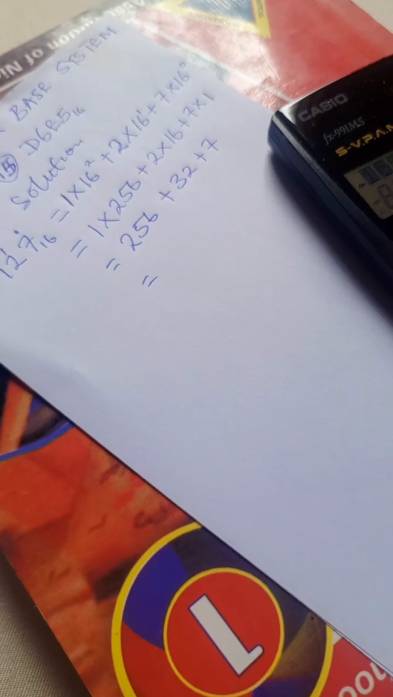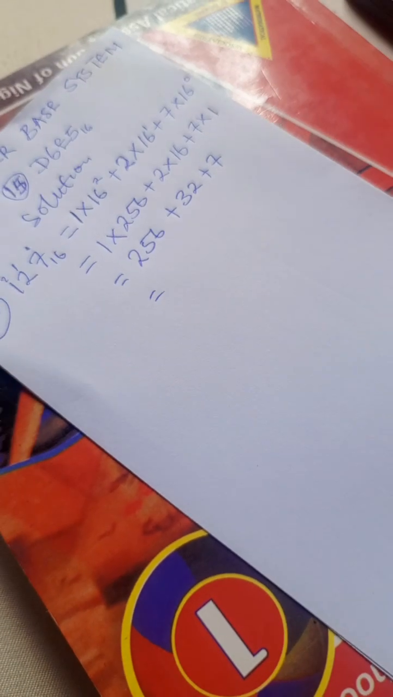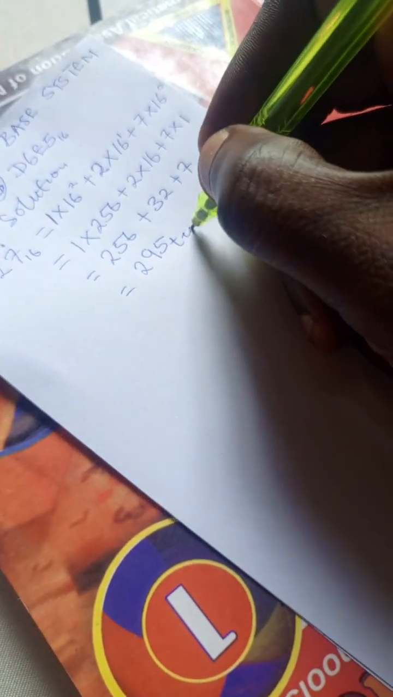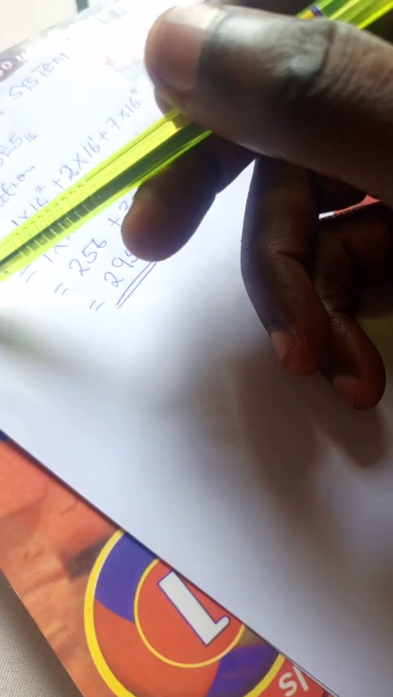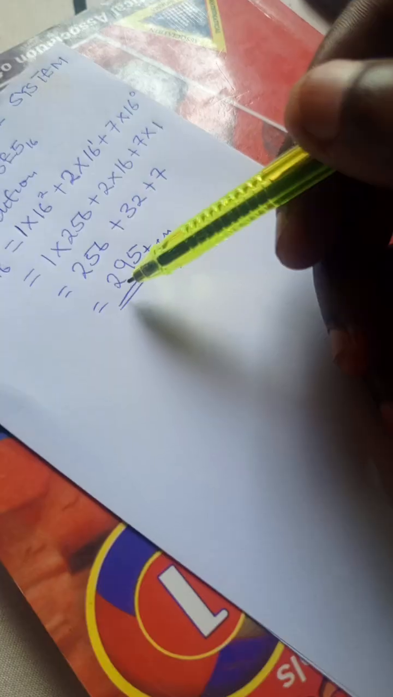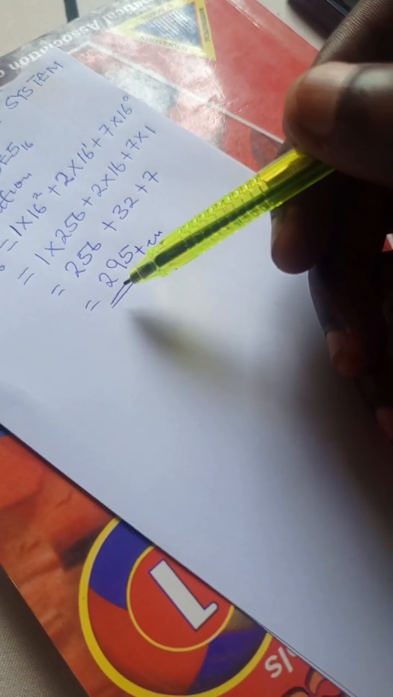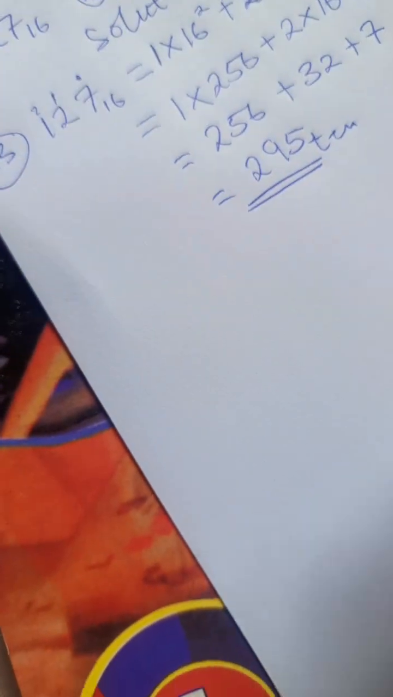256 plus 32 plus 7 will give us 295. 295 is the final answer in base 10. What this implies is that 127 in base 16 is the same thing as 295 in base 10. Thank you. So we'll be going to question number 15 now.